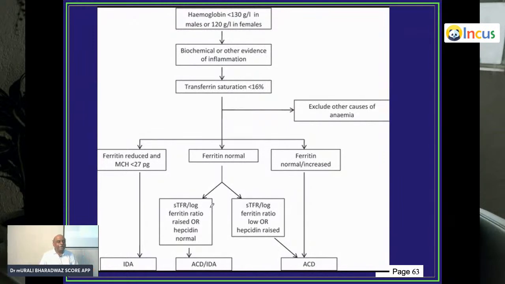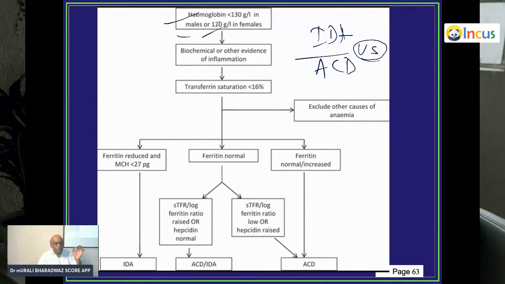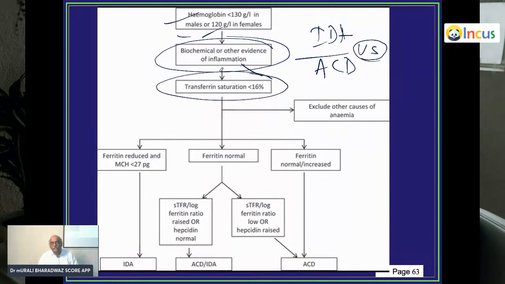Always when you clinically approach the patient, is it IDA, is it ACD? IDA versus ACD is a big imbroglio that you need to understand, what is there in my patient. When the hemoglobin is less than 13 in males or less than 12 in females, you need to look for other biochemical things like ferritin and all. Also look for inflammation. Look how is the transferrin saturation.